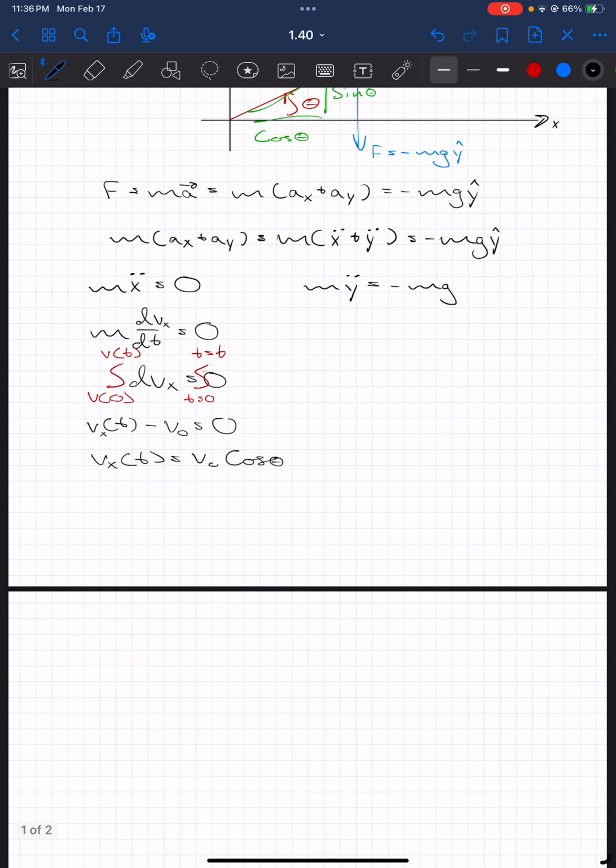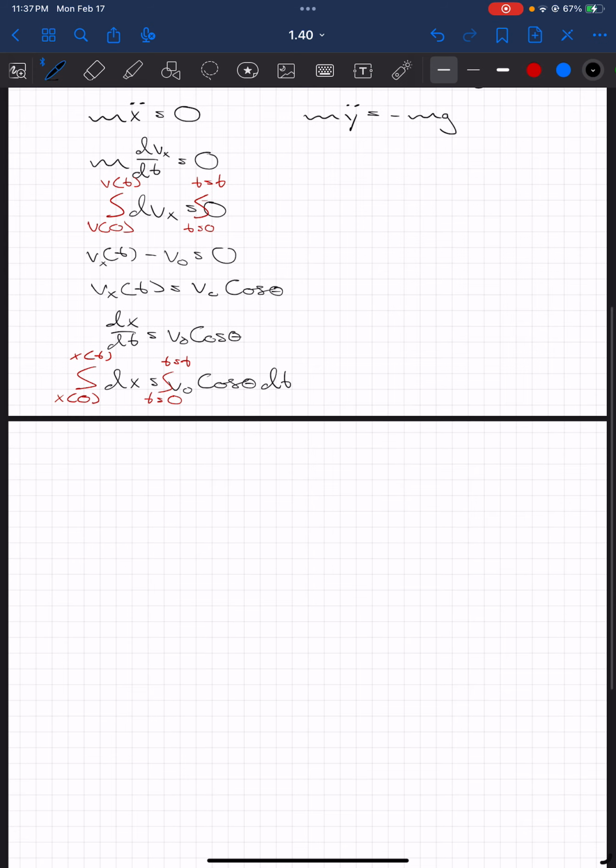To get the position function, we take the integral again. So I will write out vx of t as dx over dt, and to stay consistent, v naught cosine theta on the right side. I will get dx by itself on the left side by multiplying both sides by dt. So I have v naught cosine theta times dt on the right side. Now I will take the integral to get our position function by doing x naught to x of t on the left side, and t is equal to 0 to t on the right side.